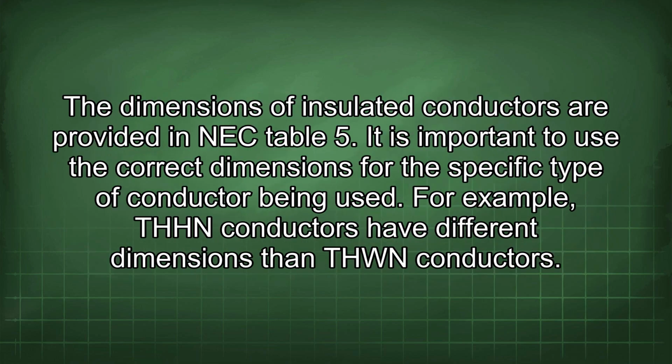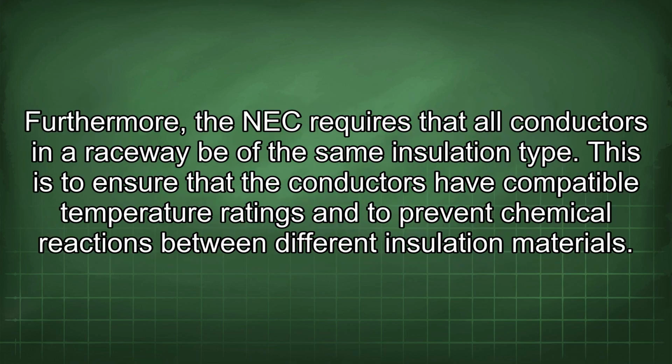The dimensions of insulated conductors are provided in NEC Table 5. It is important to use the correct dimensions for the specific type of conductor being used. For example, THHN conductors have different dimensions than THWN conductors. Furthermore, the NEC requires that all conductors in a raceway be of the same insulation type. This is to ensure that the conductors have compatible temperature ratings and to prevent chemical reactions between different insulation materials.